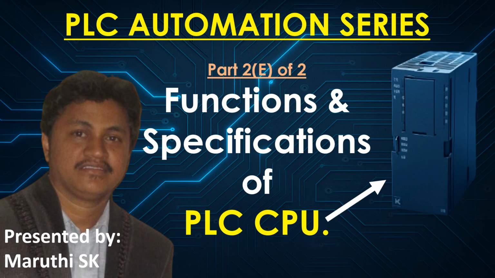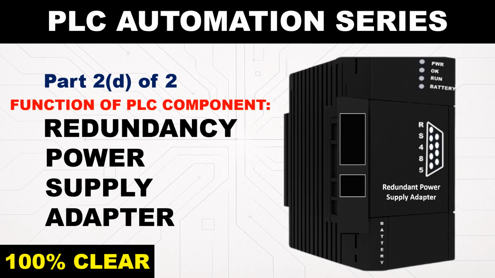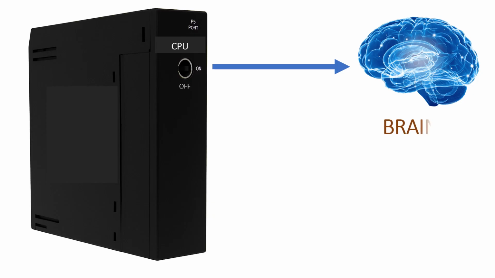I am continuing the training of the PLC automation series related to PLC hardware components. With this video, we will learn about the central processing unit. In my previous video, I explained about the redundant power supply adapter, link given in the description box. The CPU acts as the brain in the PLC system.